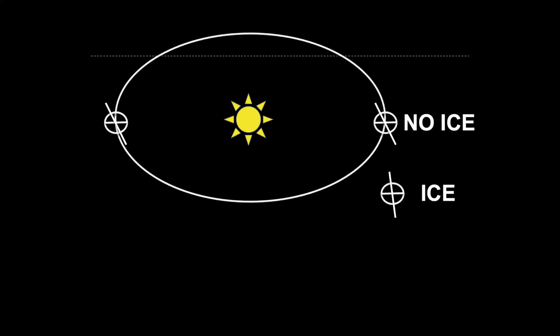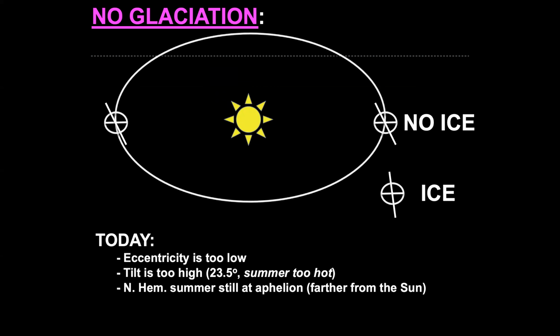Now, here's an example during a circular orbit with no glaciation. In this case, notice the great tilt. So summers are hot, and the ice and the snow melt in summer. In this case, notice the slight tilt. So therefore, summers tend to be cooler.